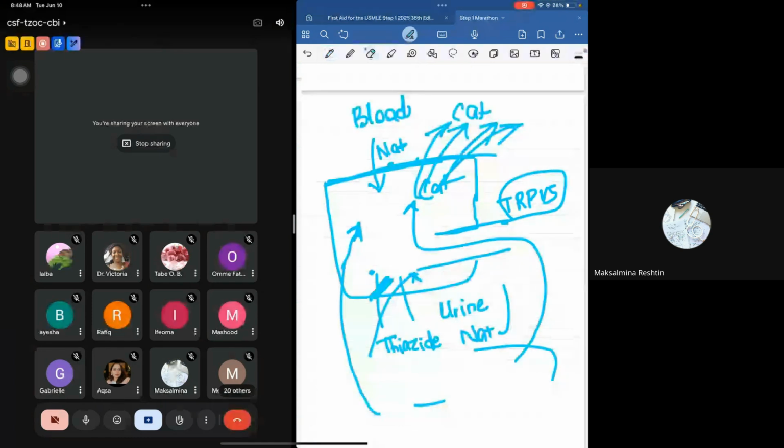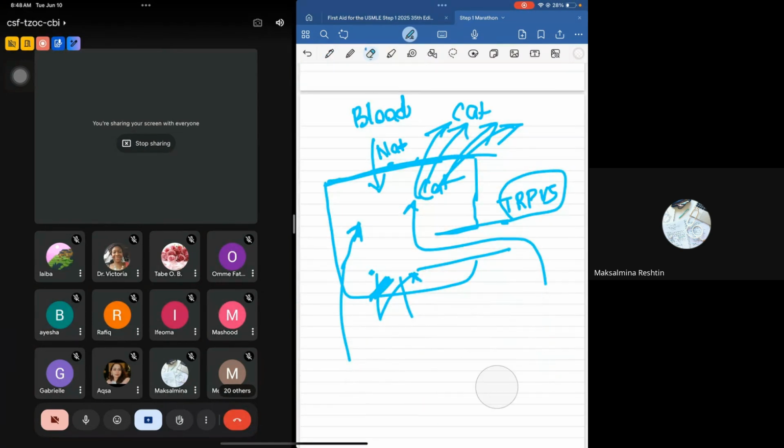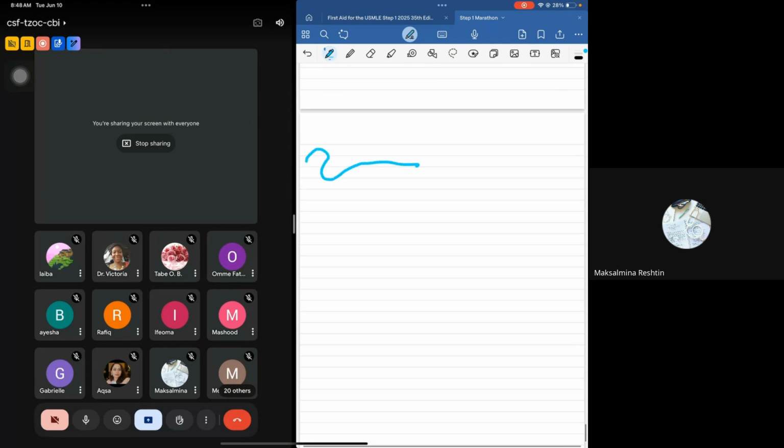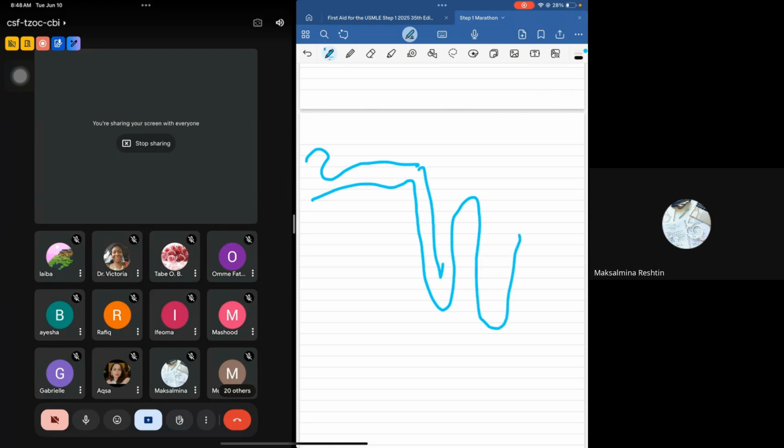And the main reason kidney stones happen is due to the fact that a lot of calcium is present inside the urine, not inside the blood, right? So if this is the nephron, a lot of calcium is going to be present here, right? And this lots of calcium is going to combine with phosphate, it's going to combine with other things, and it's going to form kidney stones.